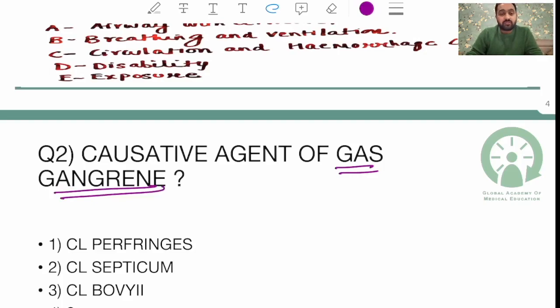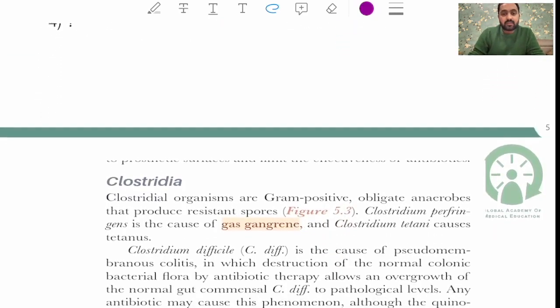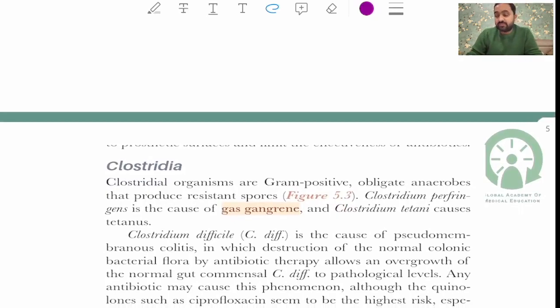Then we had the next question, where they asked regarding the causative agent of gas gangrene. This was also a straightforward question, where the answer is Clostridium perfringens. As you can see, this has been taken again from your Bailey and Love textbook, where they have said Clostridium perfringens is the cause of gas gangrene.